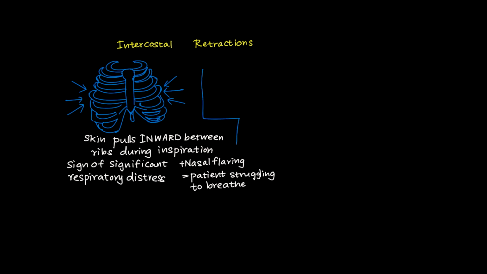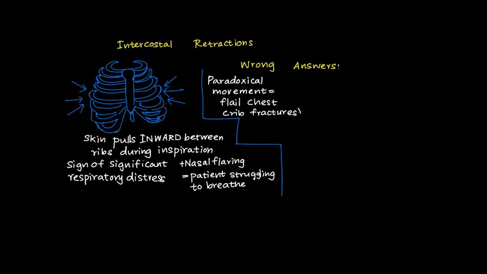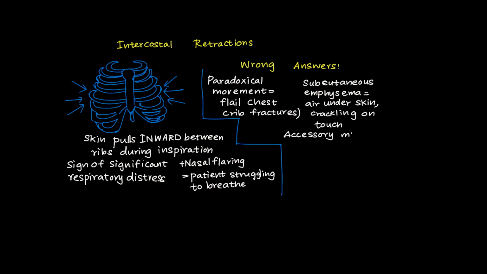The distractors represent other findings. Paradoxical movement is when a chest segment moves inward during inspiration and outward during expiration. That's flail chest from traumatic rib fractures, a different mechanism entirely. Subcutaneous emphysema is air trapped under the skin that crackles when you palpate it. You feel it, not see inward pulling. Accessory muscle use means the neck and shoulder muscles are recruiting to help with breathing, which is another sign of distress but doesn't describe the specific rib space retraction.